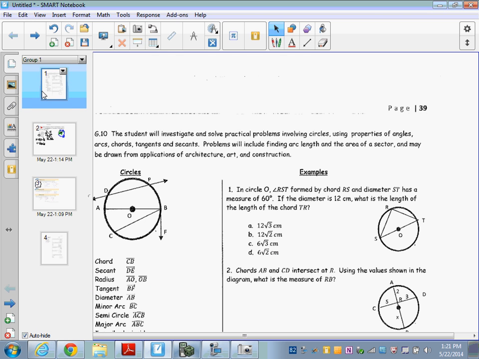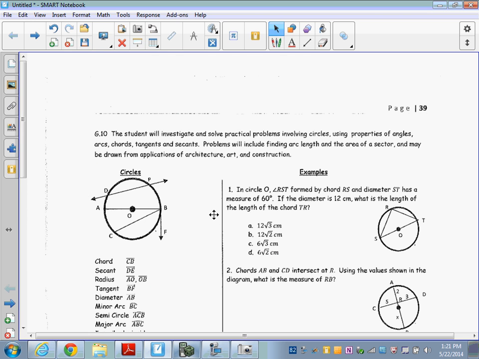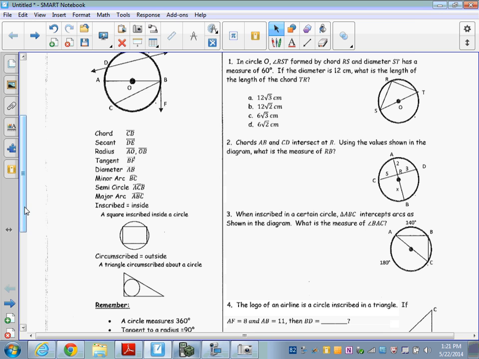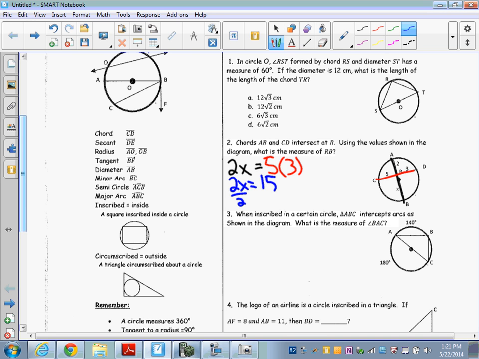One way to remember this is that it kind of looks like we have an X in the middle. So we're going to multiply. I take this chord here, which is 2x, and I set it equal to 5 times 3. So I'm multiplying both parts. Whenever I clean that up, I get 2x is equal to 15. Dividing by 2, I get x is equal to 7.5.